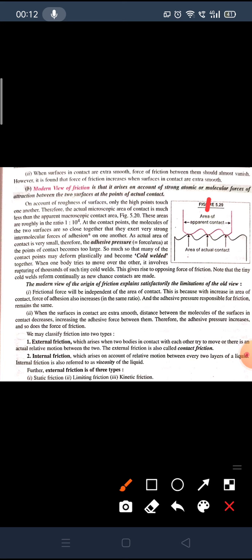You will find these two surfaces, this is one and this is the second. These two surfaces are in contact and the area of contact is this much. Between these two surfaces you will find the area of apparent contact looking like this, and the interlocking or corrugations are there. So the area of actual contact you can see easily, it is visible here.